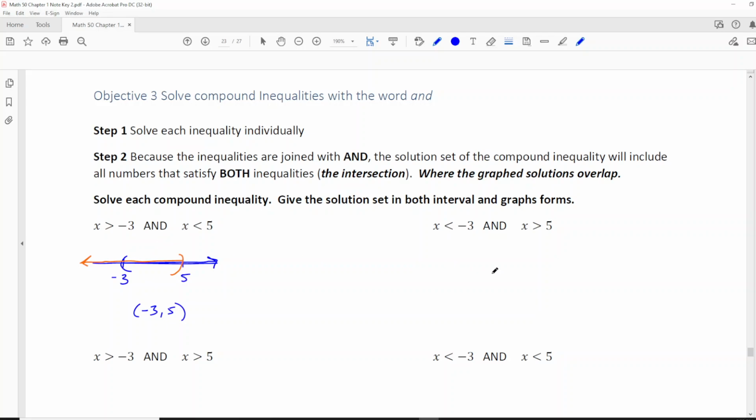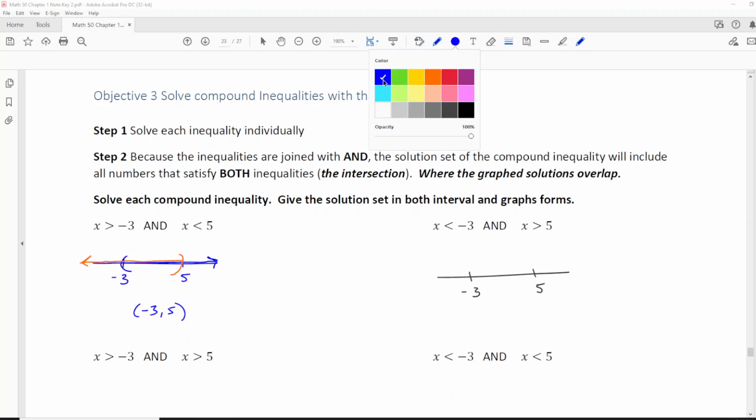Okay, let's move over here and start with a different color for my number line. I'm going to draw my number line, put my -3 and my 5. First off, this time I'm graphing x is less than -3, so it's going to be a round bracket opening to the left. And then I'm graphing x is greater than 5.